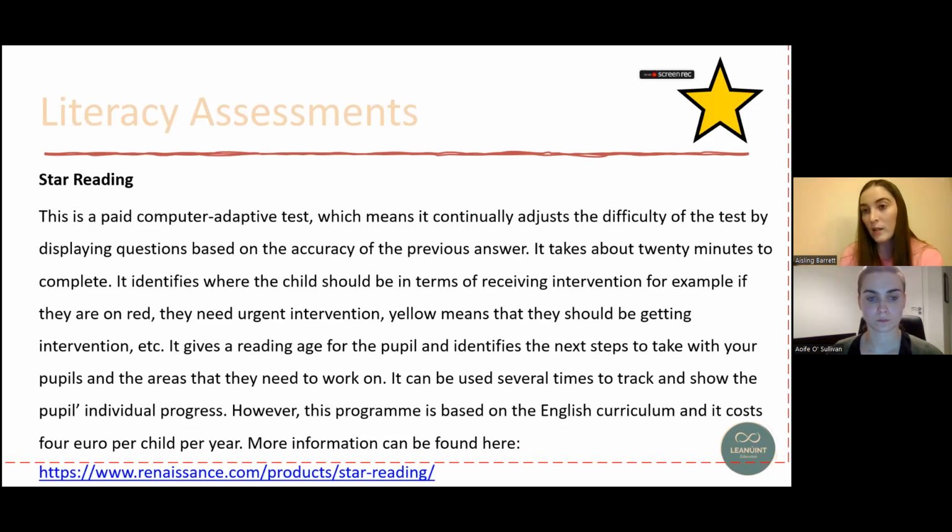Unfortunately, it is based on the English curriculum. There isn't an equivalent in Ireland, and it is €4 per child per year. Again, there is a link there for you if you want to read a little bit more about it. But it would have to be a school decision to invest in this assessment.